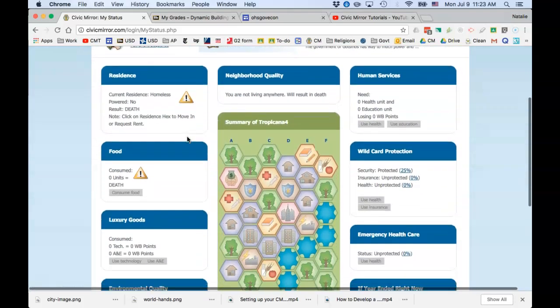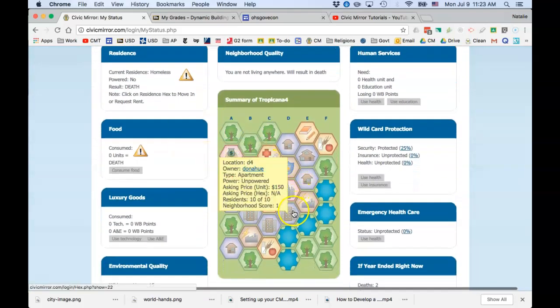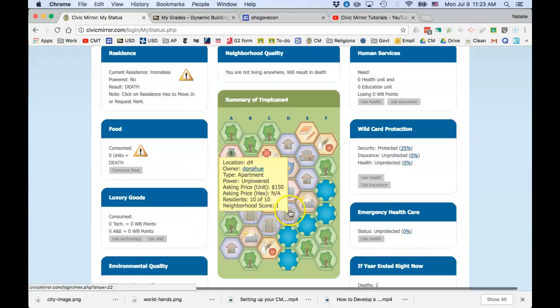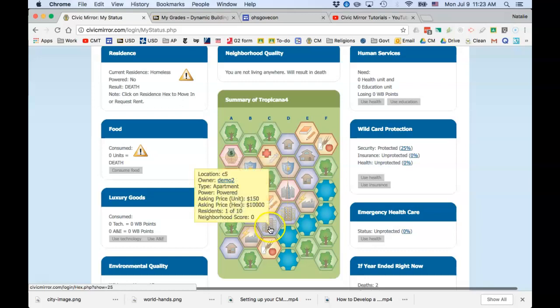So what you want to do is look on the map and find an apartment complex that is powered. Don't fool around with someone who hasn't. This is unpowered. They can put you in their apartment, but even if you're in that apartment, unless it's powered, it's just like being homeless and someone in your family will die anyway. So check for the apartment complex that has power, it looks like this is the only one.